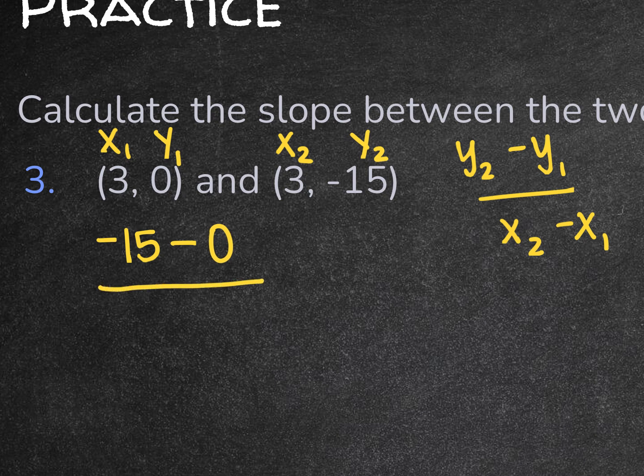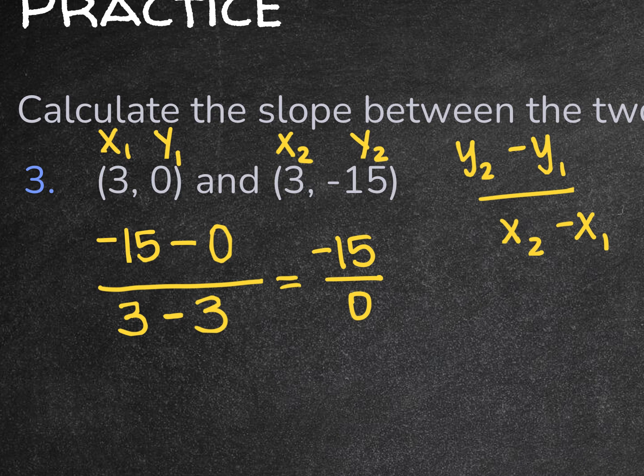On the bottom, I have x2, which is 3, minus x1, which is 3. Subtract the top, so negative 15 minus 0 gives me negative 15. On the bottom, 3 minus 3 gives me 0.